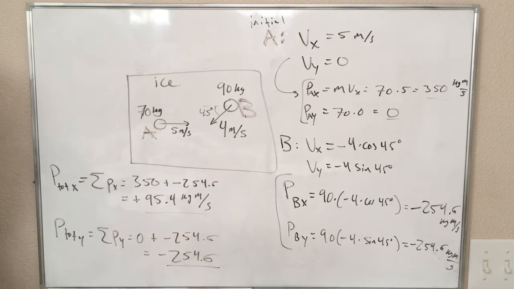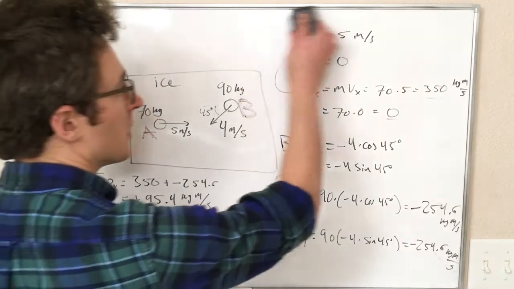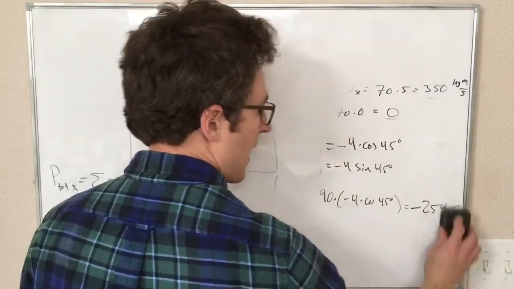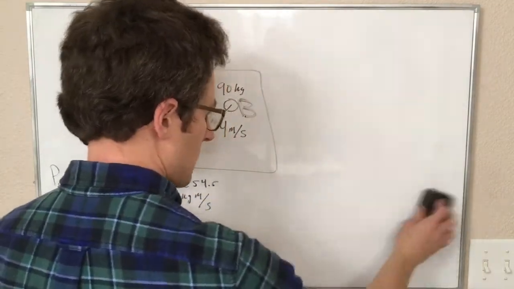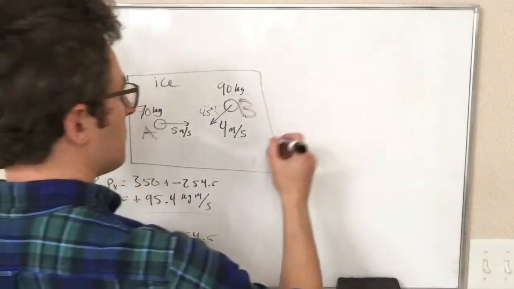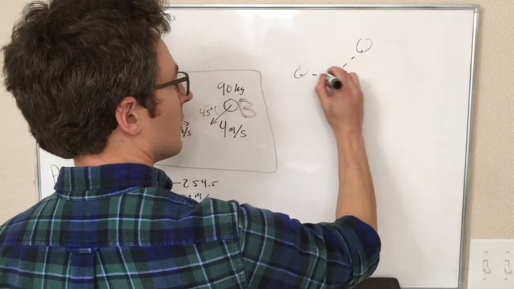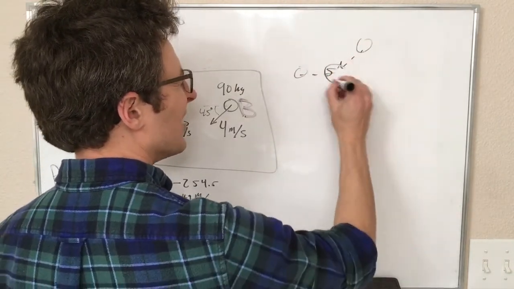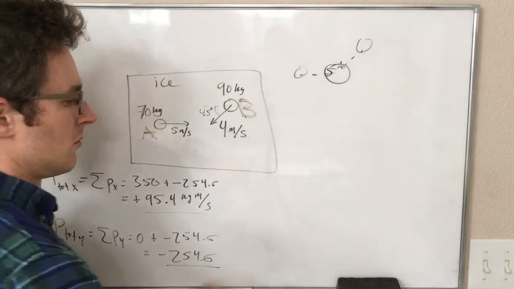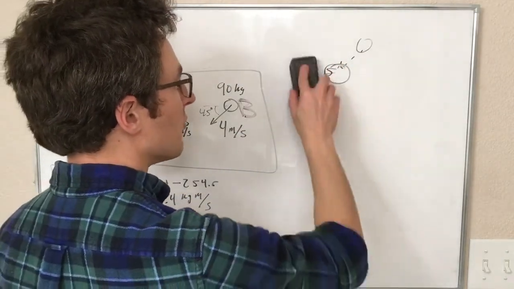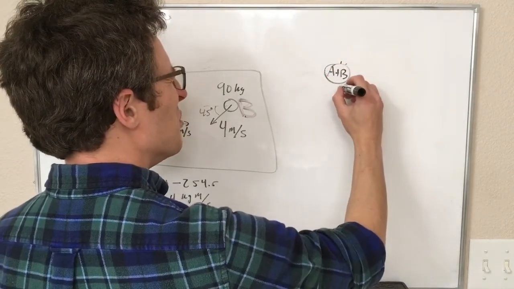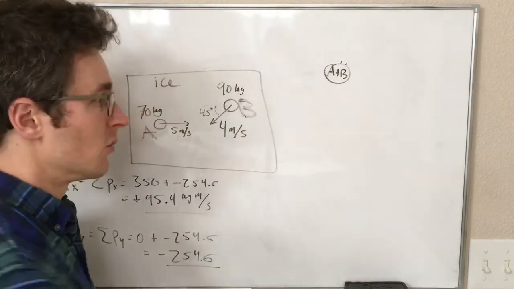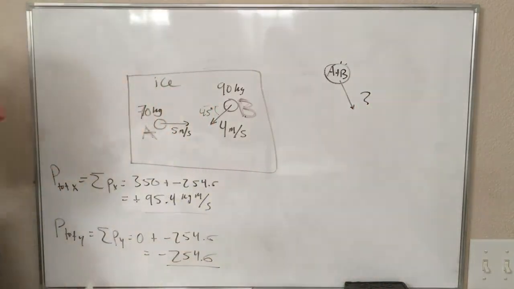So these are the components of our total momentum. We'll hold on to this for just a second and erase what's going on over here. So after these two people collide and stick together, we end up with both people, A and B, moving with some velocity. We don't know what direction that is, but we would like to figure it out.